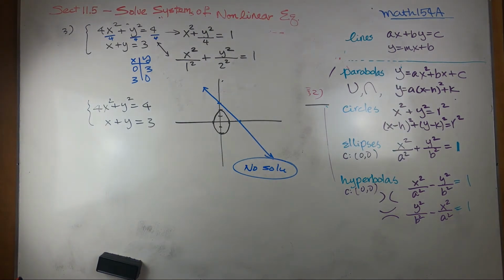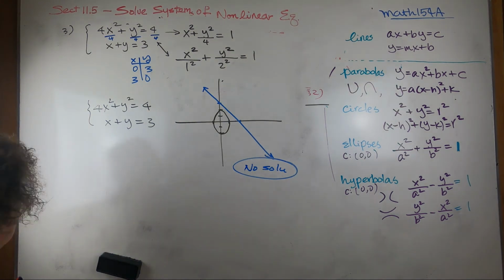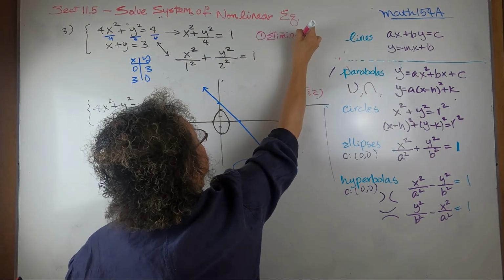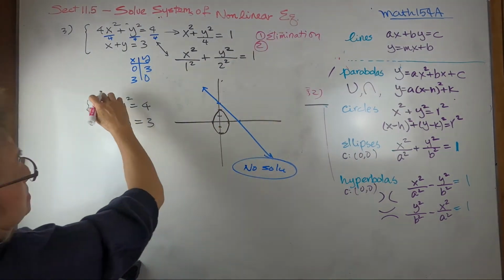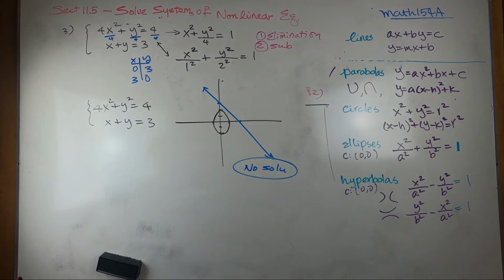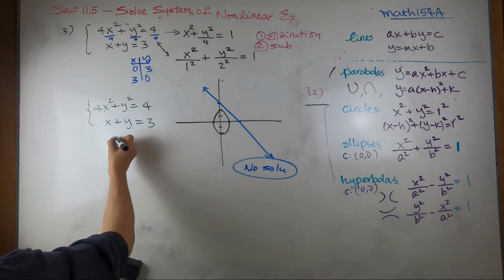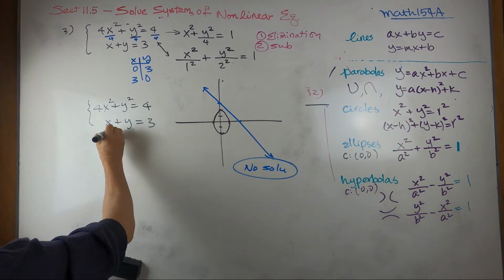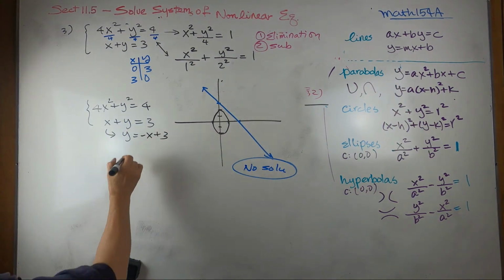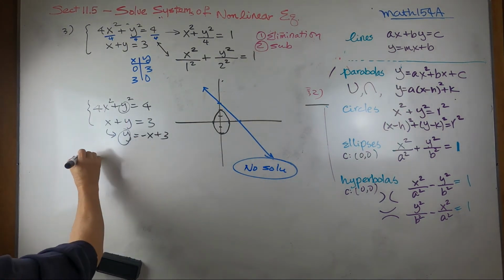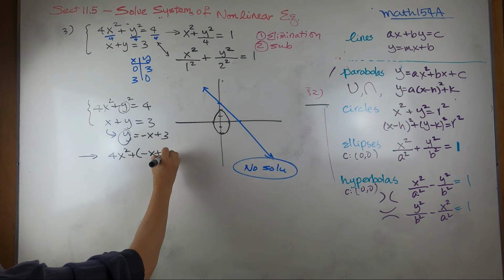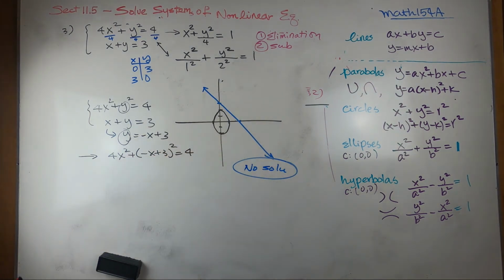Okay? So we will try the elimination method first. But if this one doesn't work, then we can try substitution. So what will you do? If we solve for y, y is negative x plus 3, right? Then we just plug it into y there. So what do we have? 4x squared plus (negative x plus 3) squared equals 4, right?